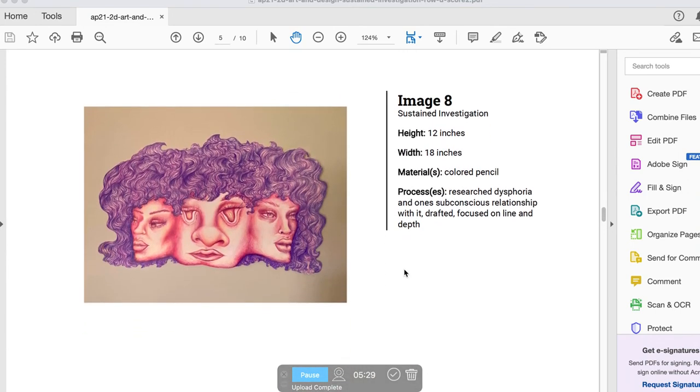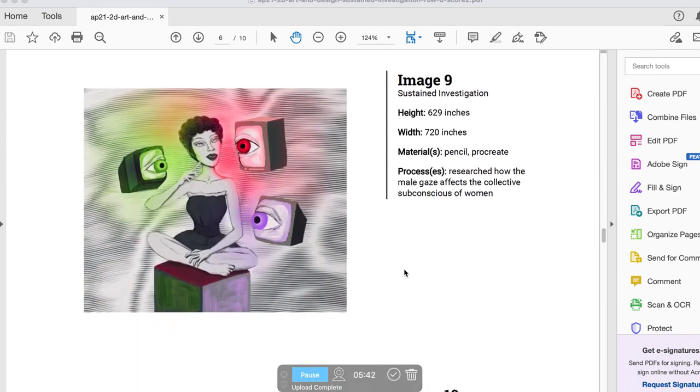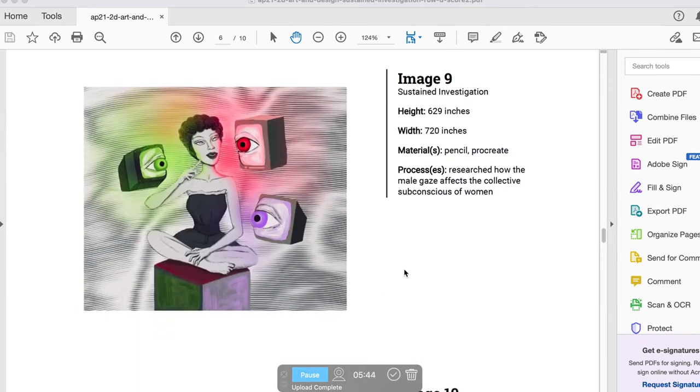Image 8, materials, colored pencil. Processes, research dysphoria and one's subconscious relationship with it. Drafted, focused on line and depth. Image 9, pencil and Procreate. Researched how the male gaze affects the collective subconscious of women.